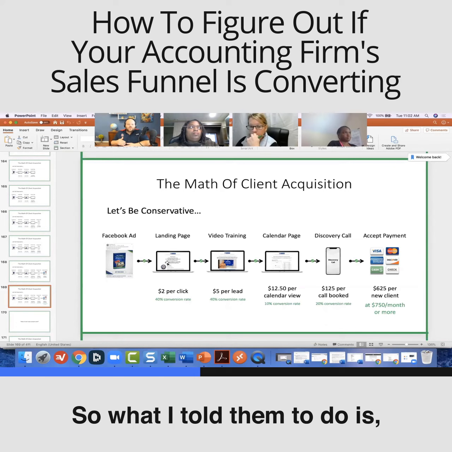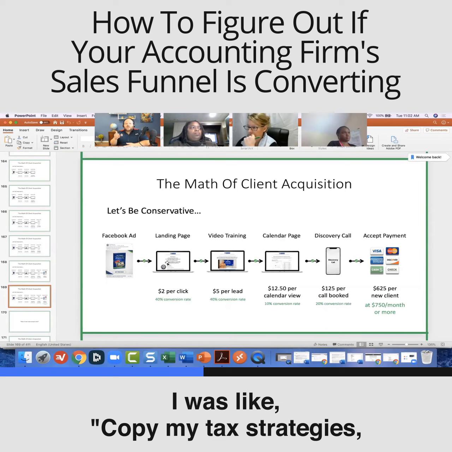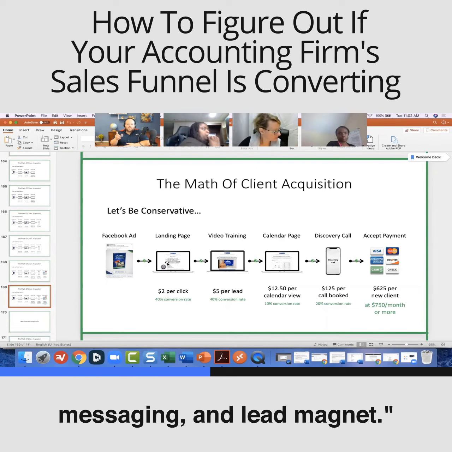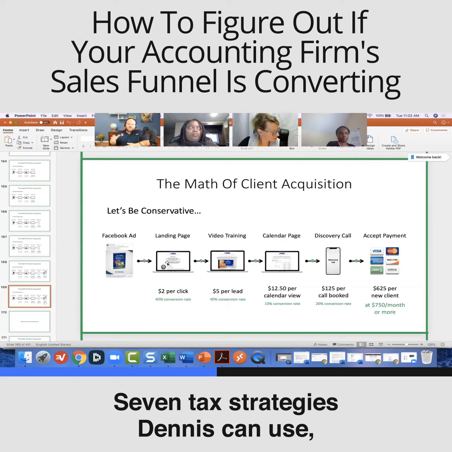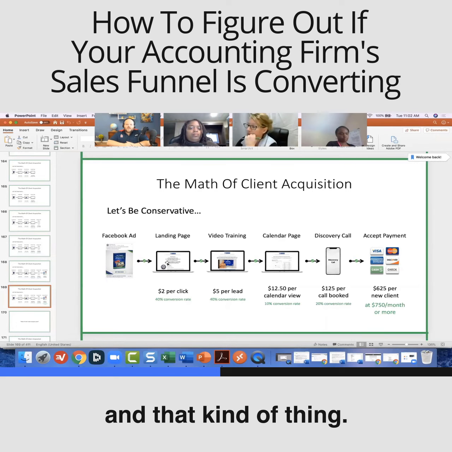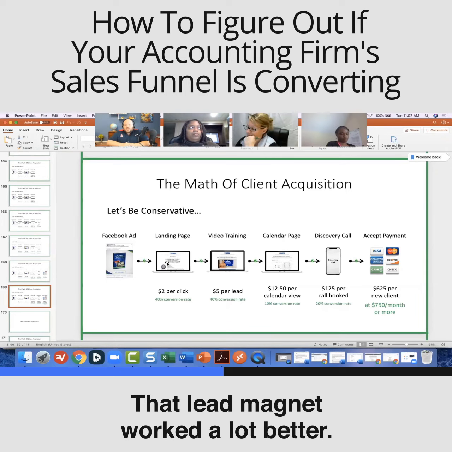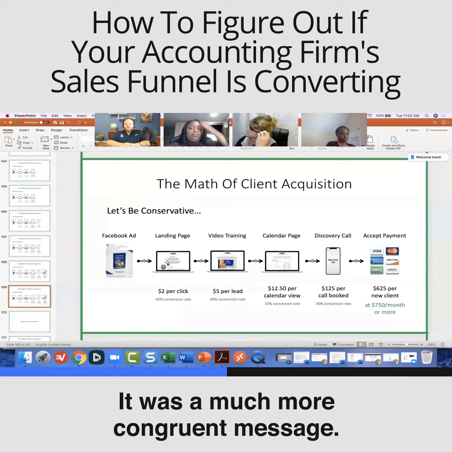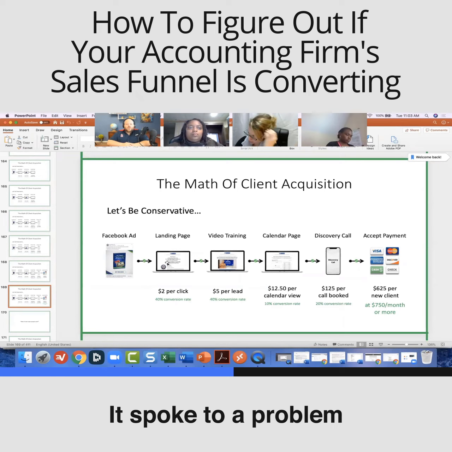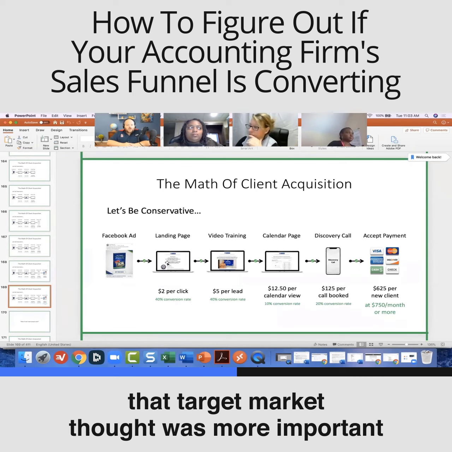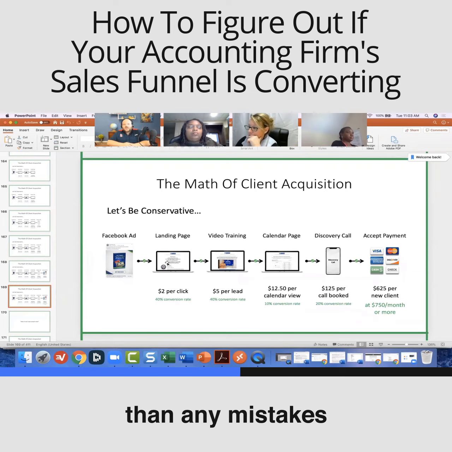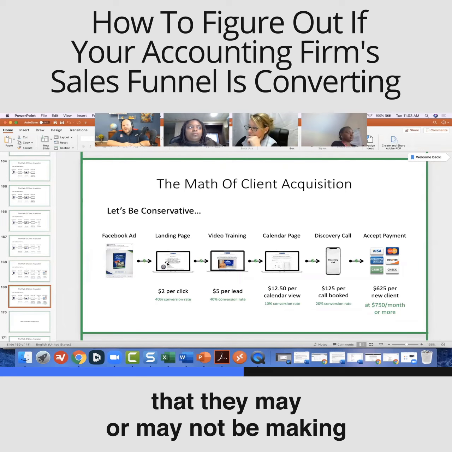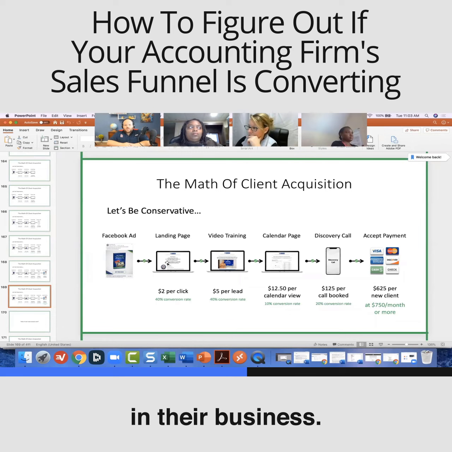So what I told them to do is copy my tax strategies messaging and lead magnet, "7 tax strategies dentists can use," and that kind of thing. That lead magnet worked a lot better. It was a much more congruent message. It spoke to a problem that the target market thought was more important than any mistakes that they may or may not be making in their business.